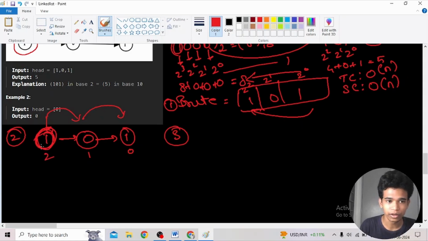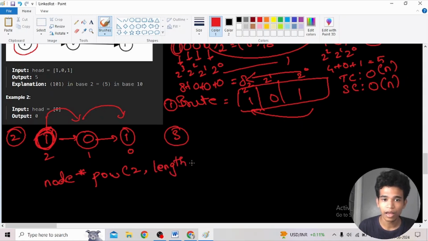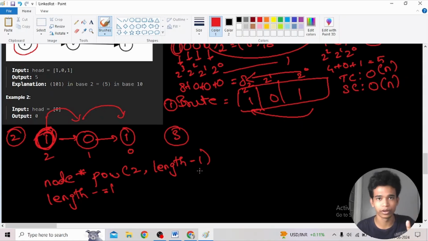At this node the value is 2, right? So take this node value, and then do a multiplication operator with power of 2 comma, what is the length? Length is 3, right? So length is 3, and then I have to do what? At first it will be 2, then 1, then 0. So take length minus 1, and in each and every iteration just reduce my length by 1. First it will be 3, then 2, then 1, and whenever it is 2, it will be reduced to 1.